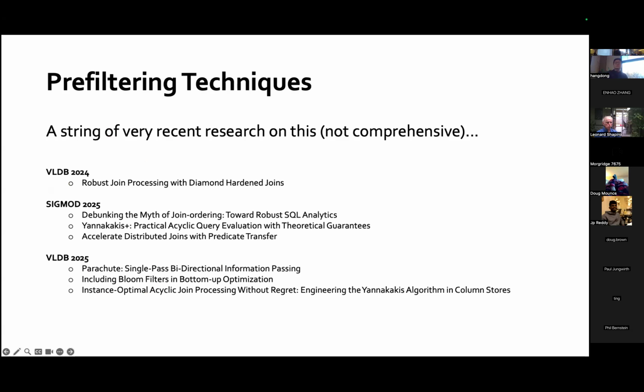So after this, there was a line of research ideas along this Yannakakis-styled pre-filtering, and I'm only showing you some of the papers that I found in VLDB 24, 25 and SIGMOD papers that are already accepted. There are others that I haven't included. Some are on arXiv, some are here and there. I haven't included them. All right, so a bunch of them.